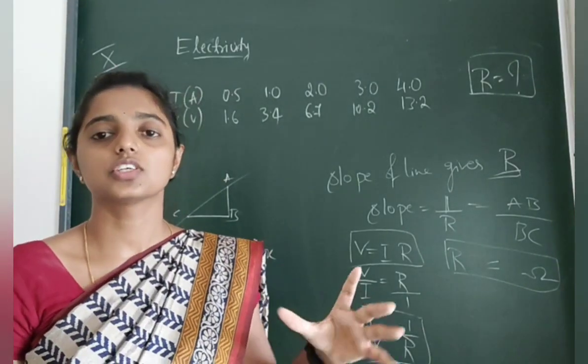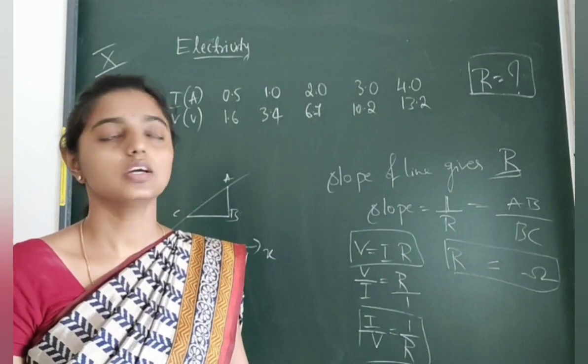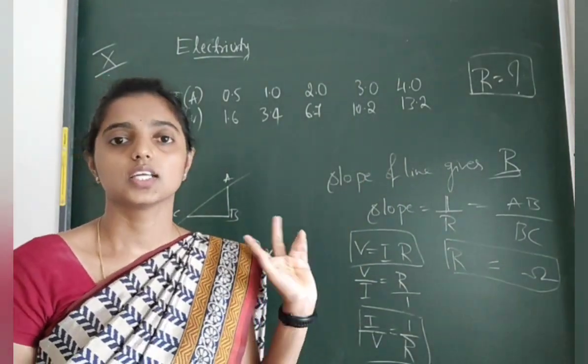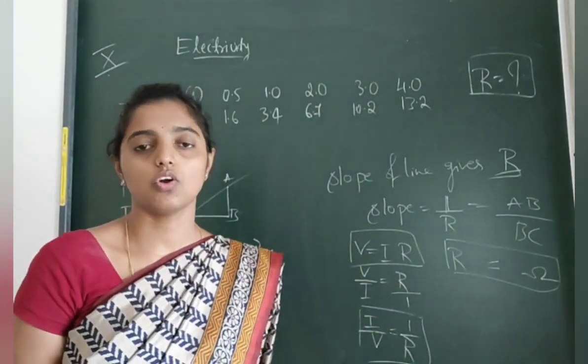Use your graph sheet and use the method, find it out and send me the resistance value. That is exercise 7th question of the electricity chapter.